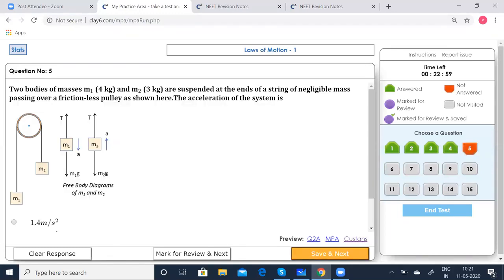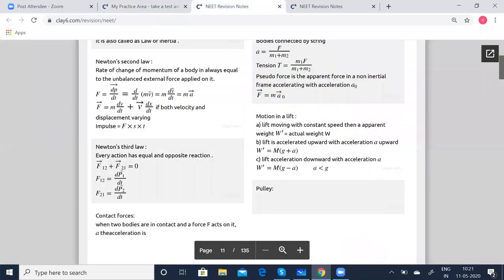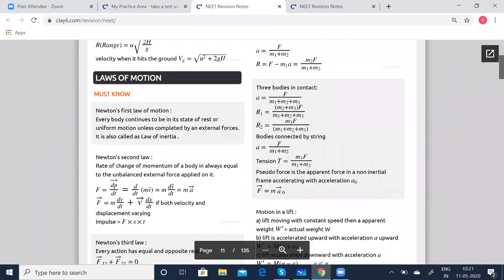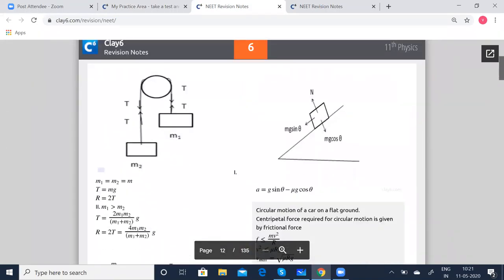Go to the next. Now we are coming to this pulley problem. See, we saw this pulley problem, contact forces, right? You can now as well apply that. Something similar to this problem, right? So we are going to make use of the formula here. You can as well go through these formulas and apply this.